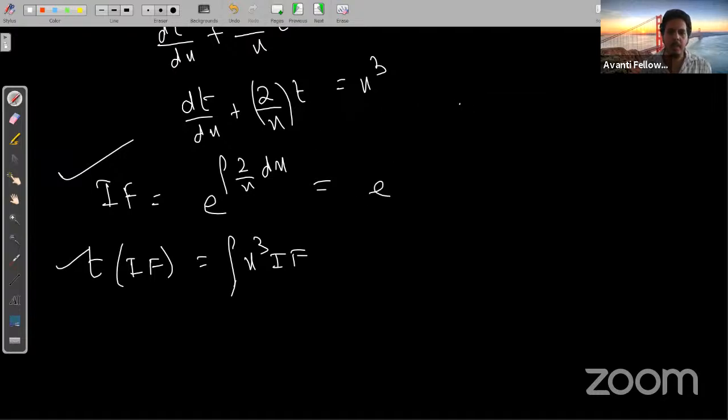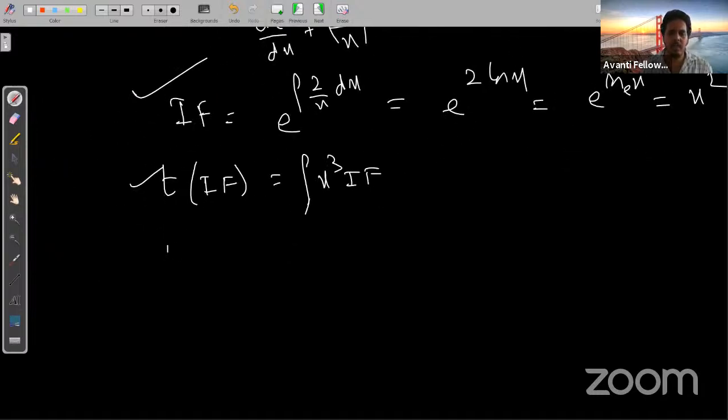So it is e power 2 into ln x. So that is equal to e power ln x square. How much is the value? It's nothing but x square, right? So x square is our integrating factor. Now if I substitute the integrating factor over here, t into x square is equal to integral of x cube into x square.